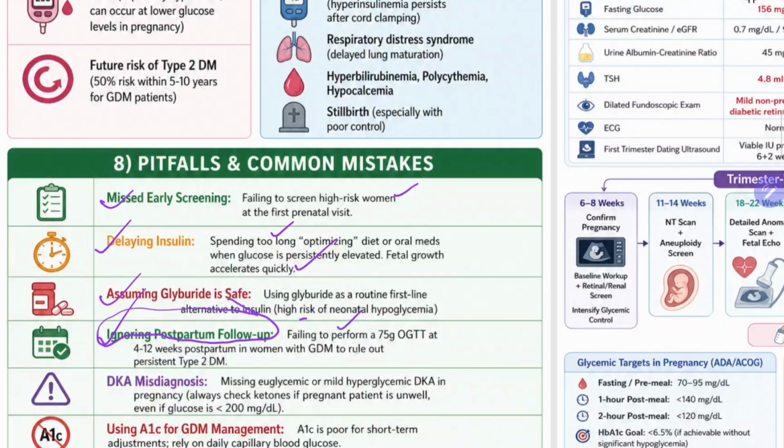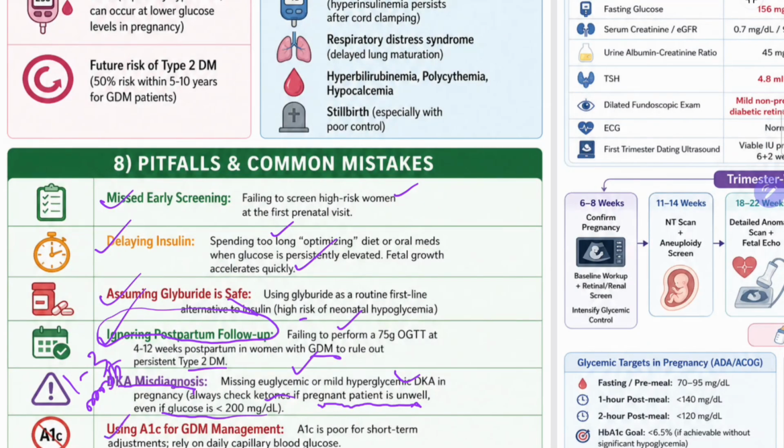Why? Failing to perform a 75 gram OGTT at 1 to 3 months postpartum in women with GDM to rule out persistent type 1 or type 2 diabetes mellitus. So postpartum screening is very, very important. Okay. Diabetic ketoacidosis misdiagnosis: missing euglycemic or mild hyperglycemic diabetic ketoacidosis in pregnancy. Always check ketones if a pregnant patient is unwell. Even if glucose is less than 200 milligram per deciliter, they are at very high risk of DKA.